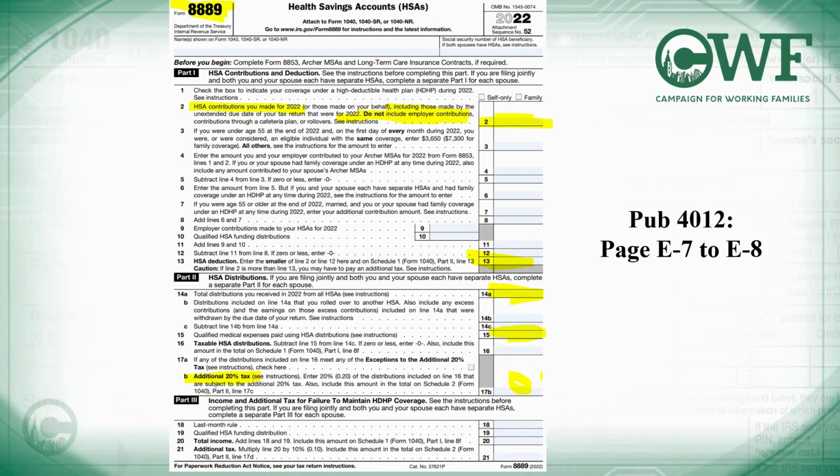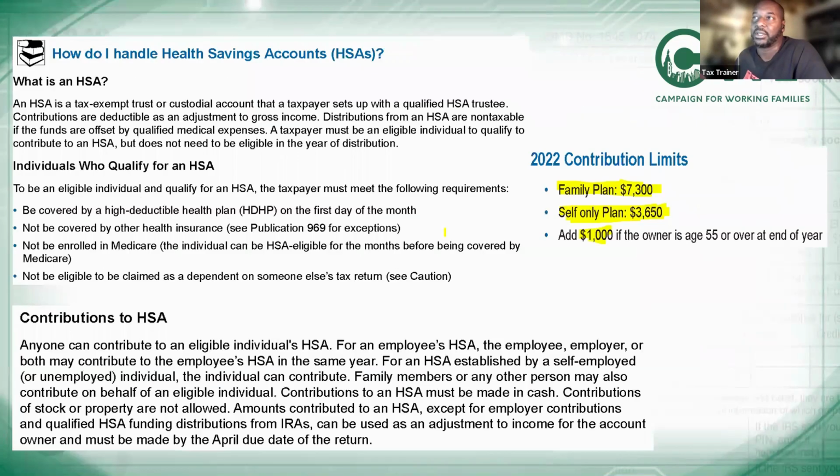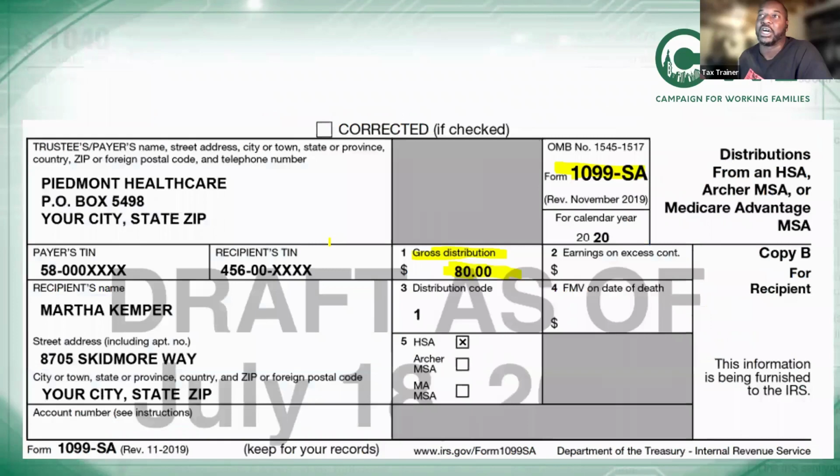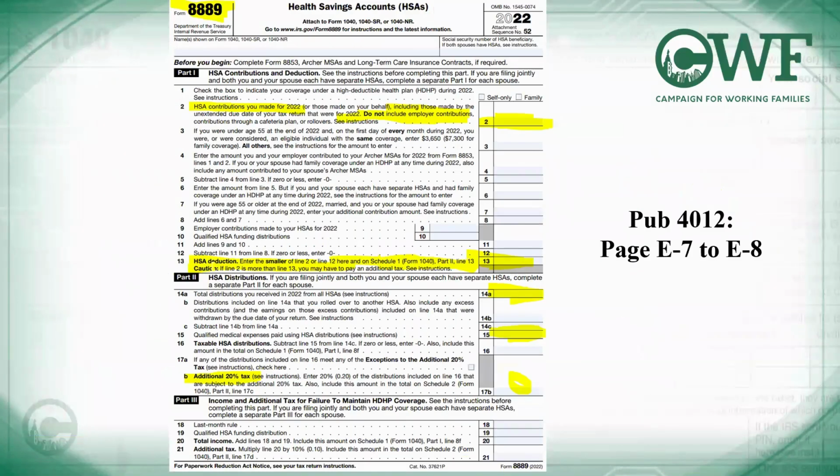Number 13, HSA deductions, is that automatically put on here, or because we put in the 3,000 up here? Yes, exactly. The contribution was 3,000. That was the 2,000 that Jenny put in. I thought 13 said distribution. No, 13 said deduction. So that's why.